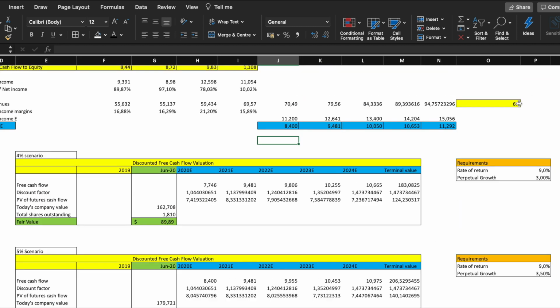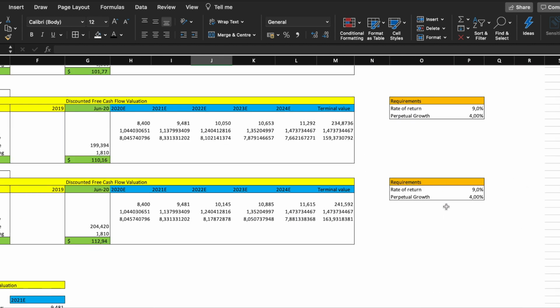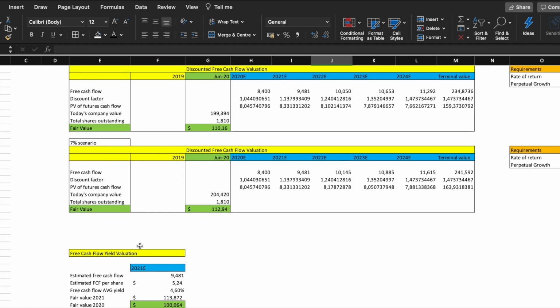So again, you go there, you just change this, a new number, copy and paste here. Requirements, again, perpetual growth is 4% and the same rate of return. We have a today's company value of 204.42 billion divided by total amount of shares, and we get a fair price of $112.94. Okay, with the 7% scenario, which in my opinion is pretty optimistic.